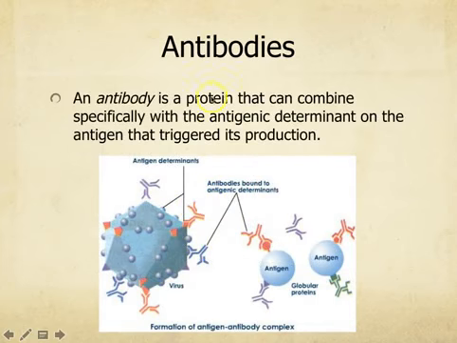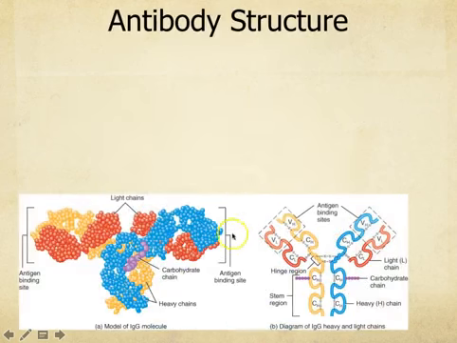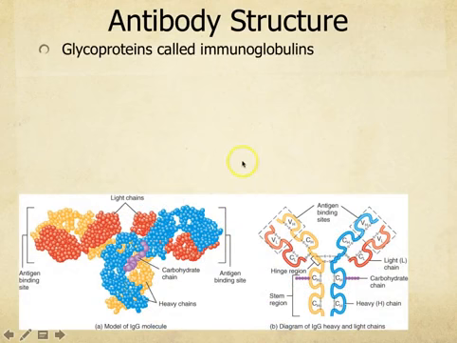All right. So antibodies are proteins that can combine specifically with the antigenic determinant, or epitope, on the antigen that triggered its production. So this will bind to whatever it was that caused it to be produced in the first place. Taking a closer look at an antibody, they're actually glycoproteins. Again, that means they're part sugar, part protein, and you can see that here, part of that carbohydrate chain is what gives it that glyco part.